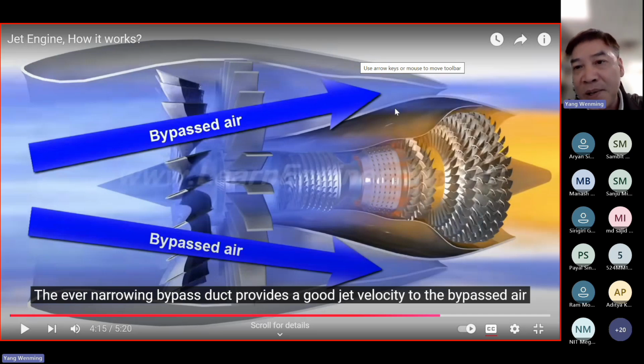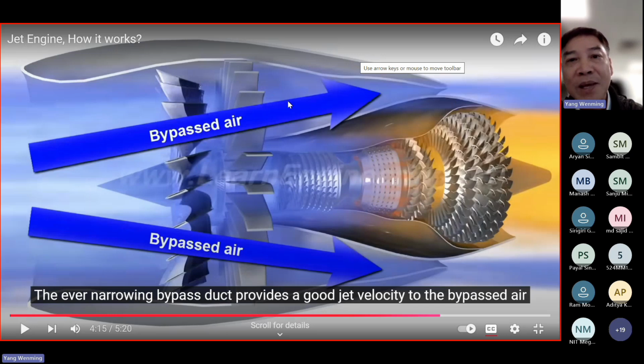Actually, this kind of design is very useful. Firstly, this design can cool the jet engines. Just like I mentioned, in the core part of the jet engines, the peak temperature can be as high as 1,700 degrees C, correct? Under such high temperature conditions, this engine can easily be burned.